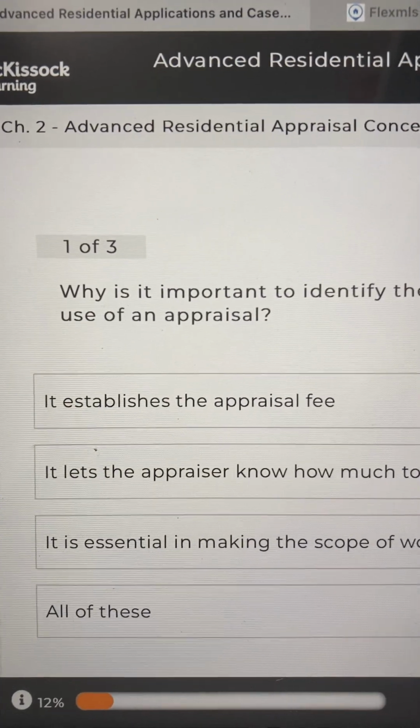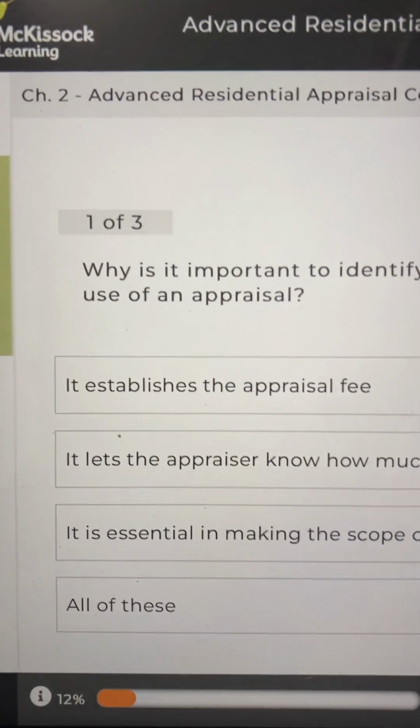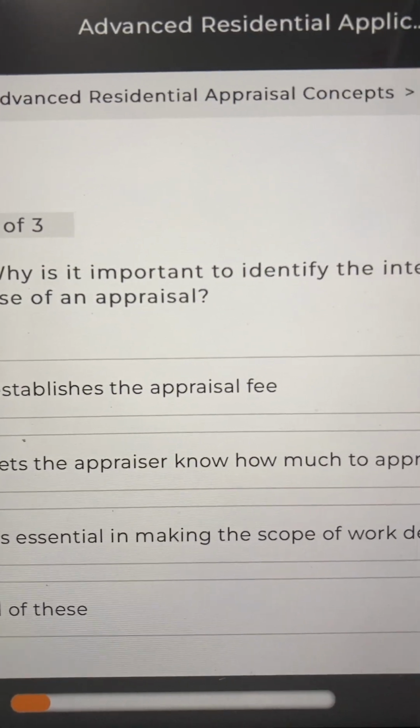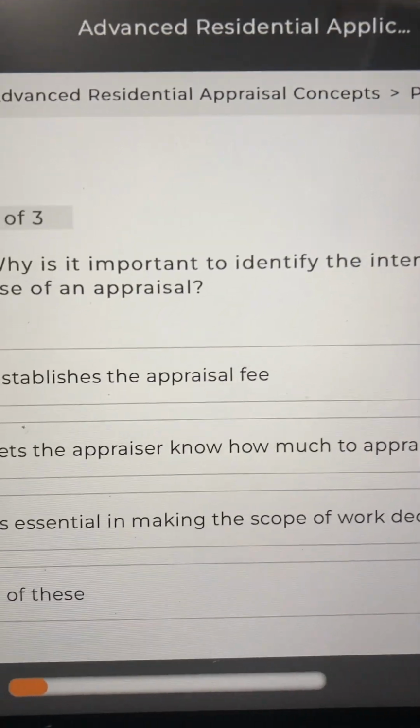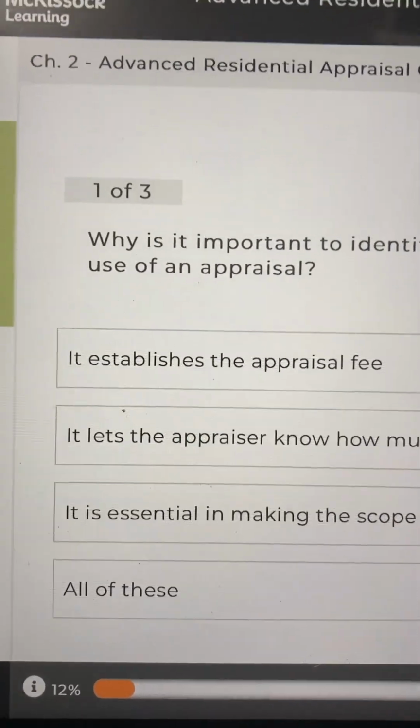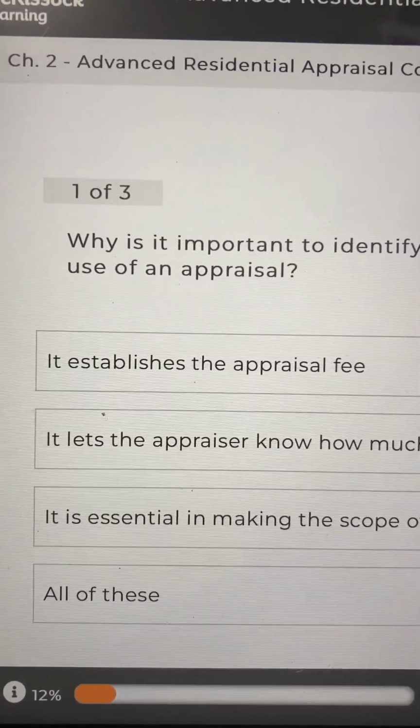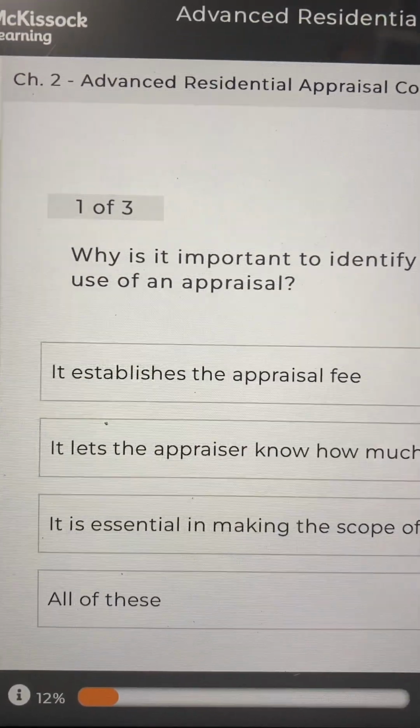Advanced Residential Applications and Case Studies. Chapter 2, Advanced Residential Appraisal Concepts. Page 11, check your understanding, quiz. This quiz has a total of 3 questions. There will be 1 question per page. You must achieve 67% to pass the quiz.